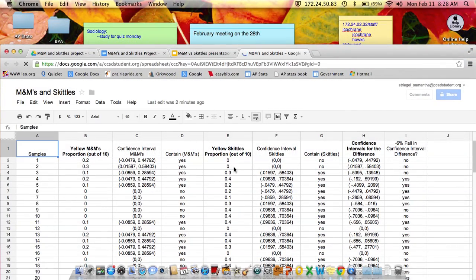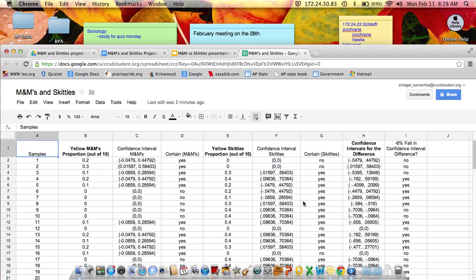We had 40 samples, which is shown in column A. In columns B and E, it shows the yellow M&M proportion and the yellow Skittles proportion, which were each out of 10. Columns C and F show the confidence intervals of M&Ms and of Skittles, which shows the range that these could fall in with the proportions. Columns D and G show if the M&Ms or the Skittles contained a value that could fall within the confidence interval values.